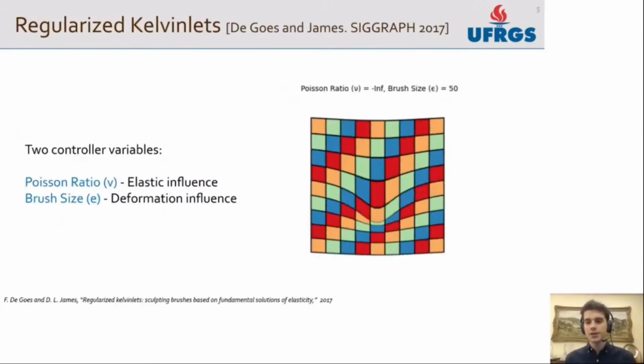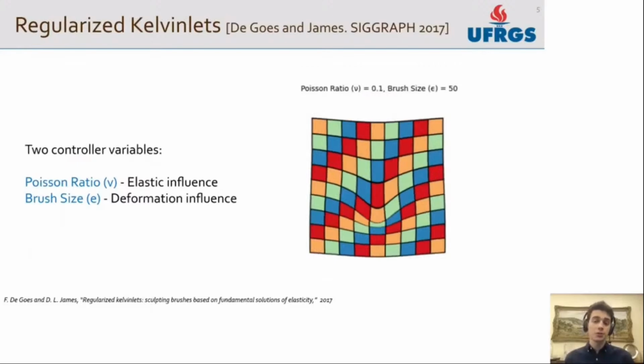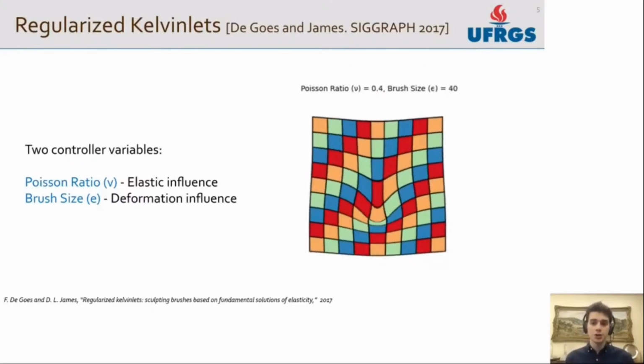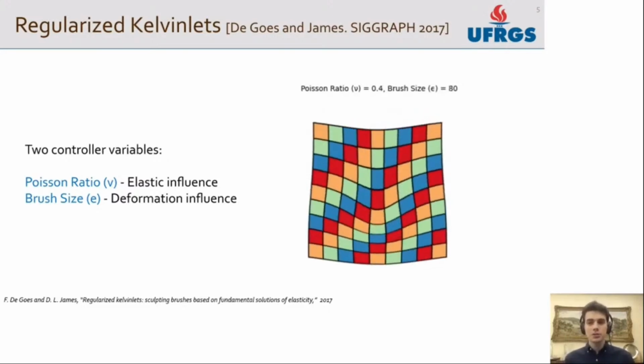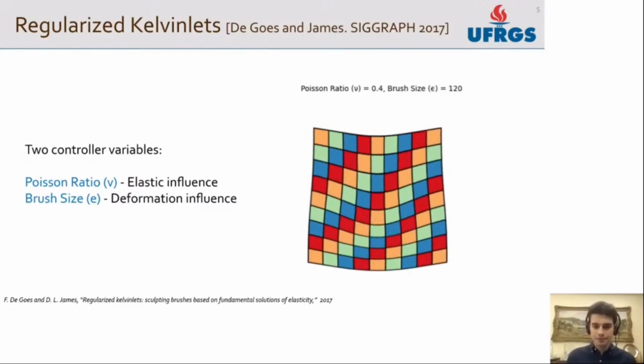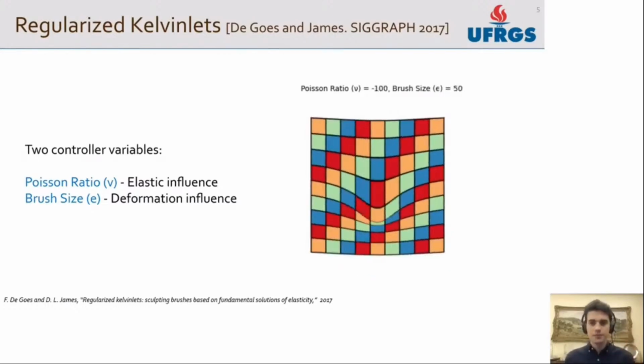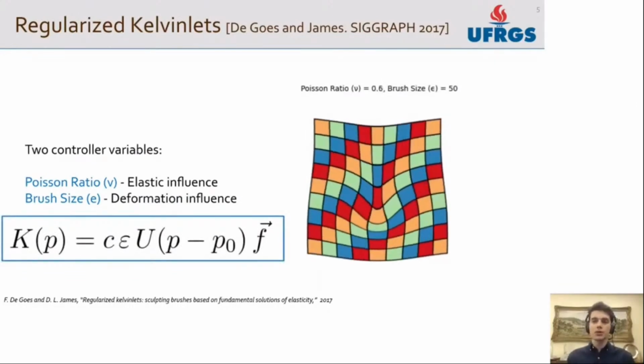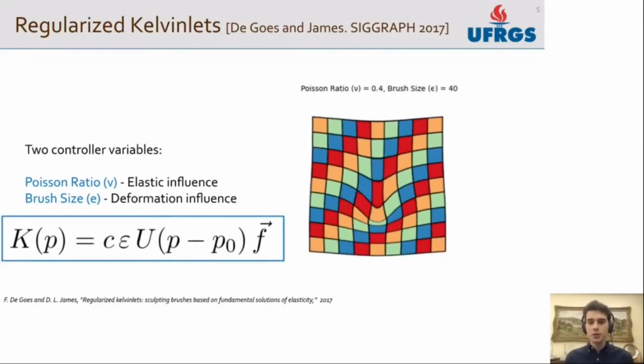The Kelvin equations take into account 2 main variables, the Poisson ratio proportional to the elasticity, and the brush size, which intuitively is the size of the deformation influence. We can see these properties on the video to the right. These parameters are then input for an equation Kp, which calculates the warping displacement for a point P.